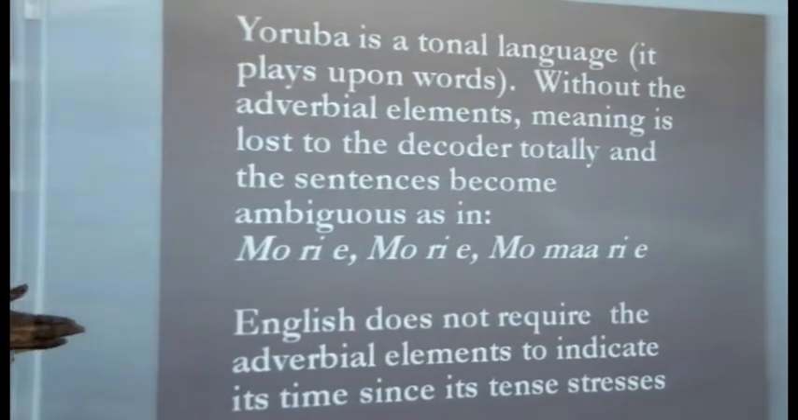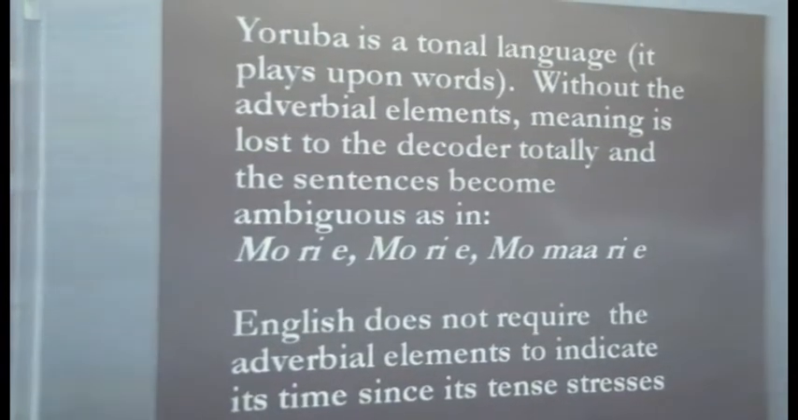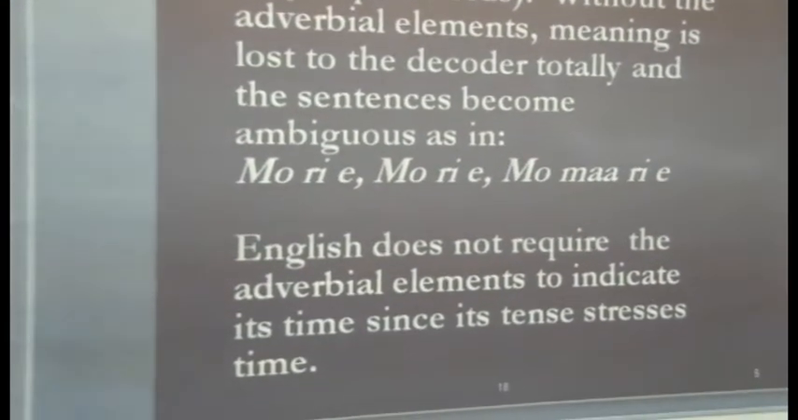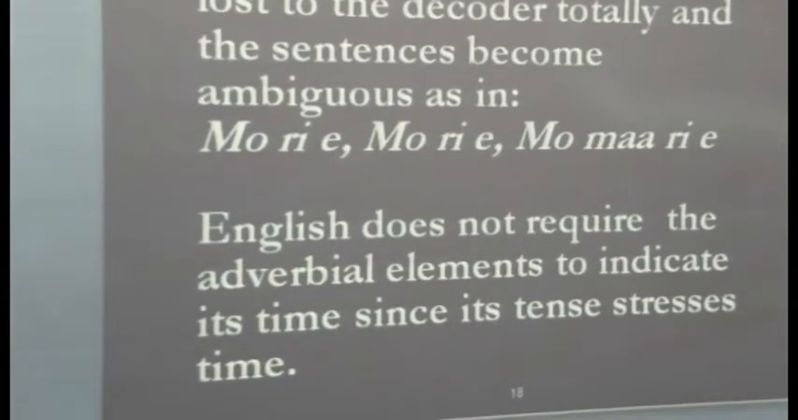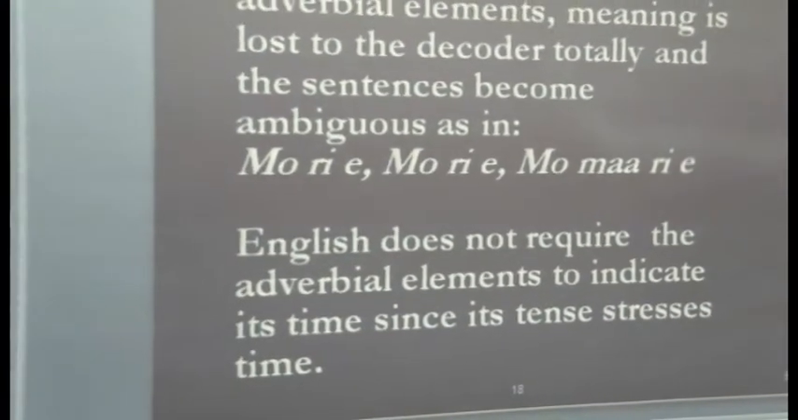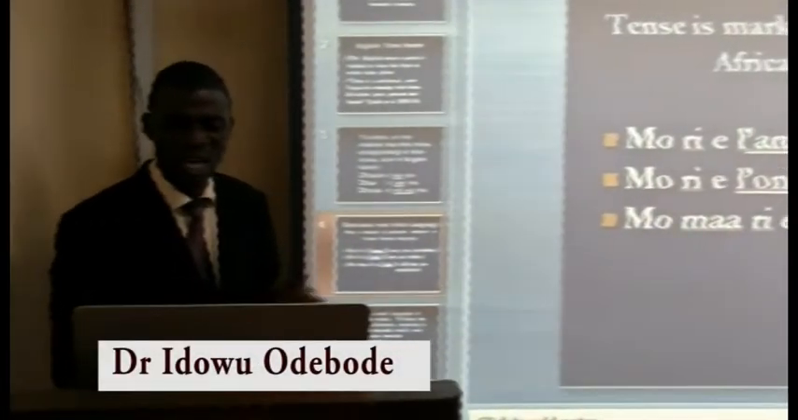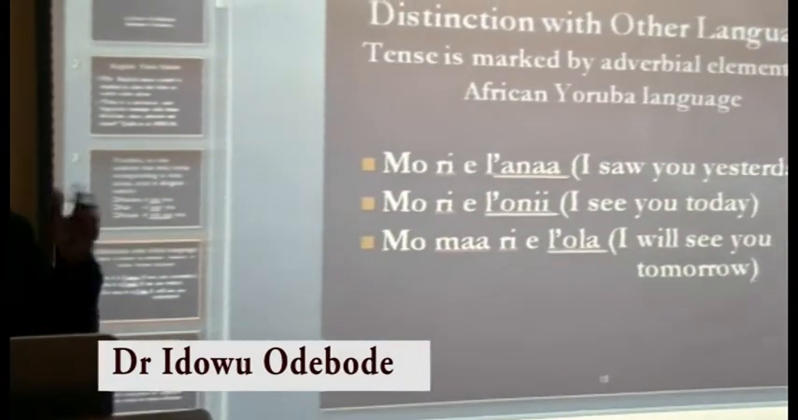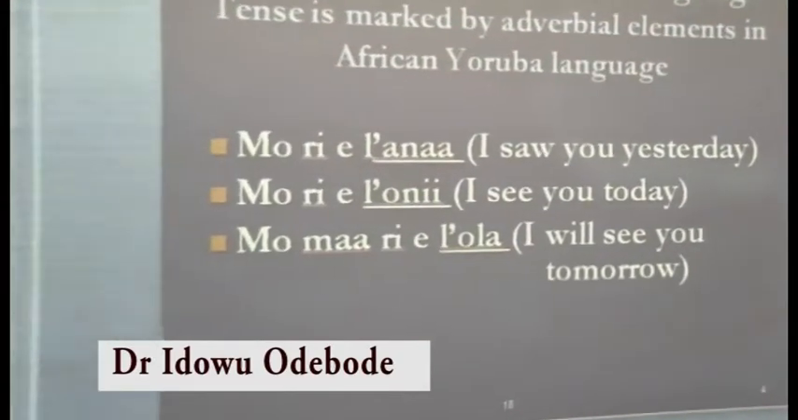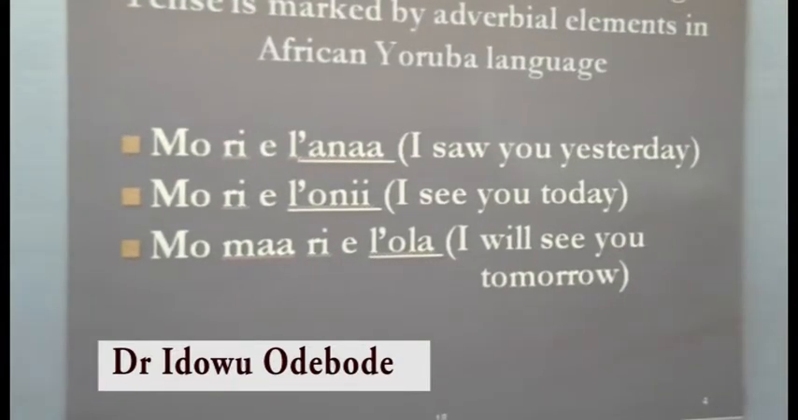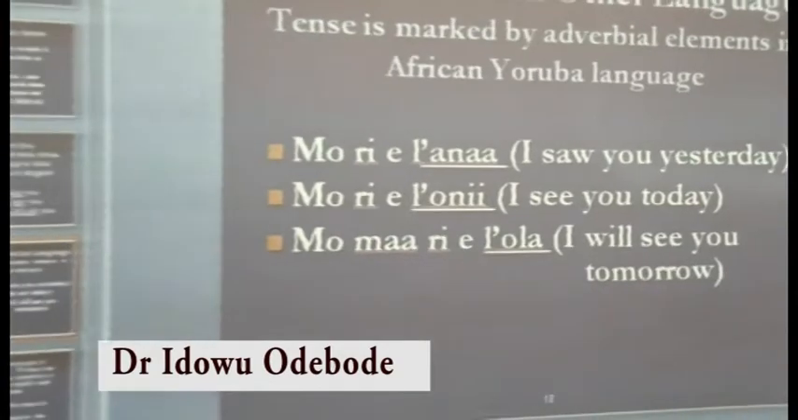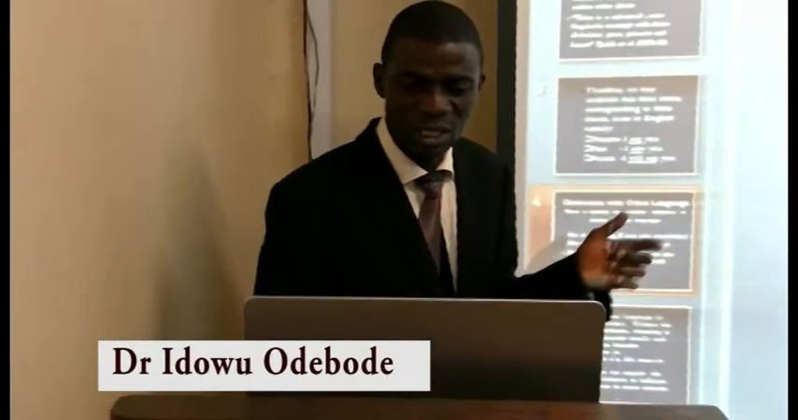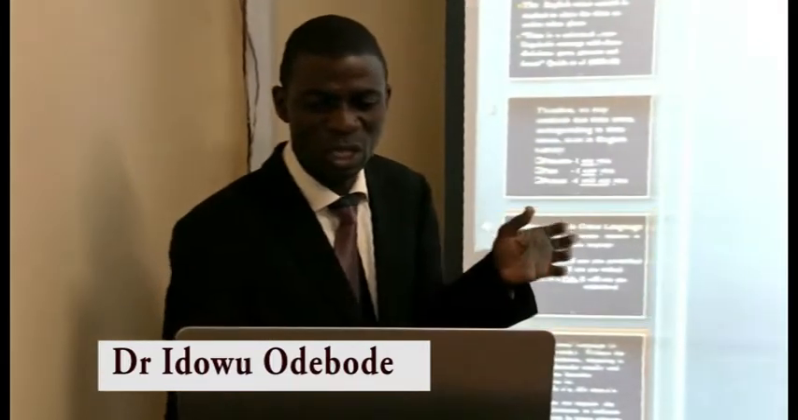Without the adverbial element, meaning is lost to the decoder totally, and the sentences become ambiguous, as in morie, morie, mumarie. Therefore, if we want to understand the meaning of re in this context, it is imperative for us to have the adverbial terms: lana, an adverb of time indicating yesterday, loni, today, I see you today, and lola, tomorrow. So it is the addition of those adverbial tags, lana, loni, lola, that guide us in decoding that the first re indicates yesterday, the second re indicates today, and the last re indicates tomorrow.